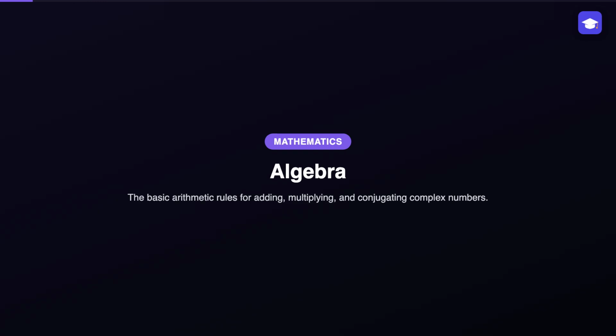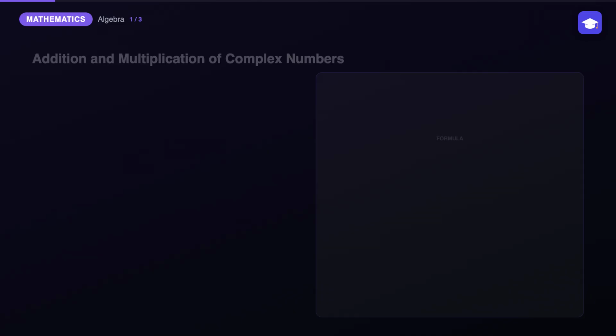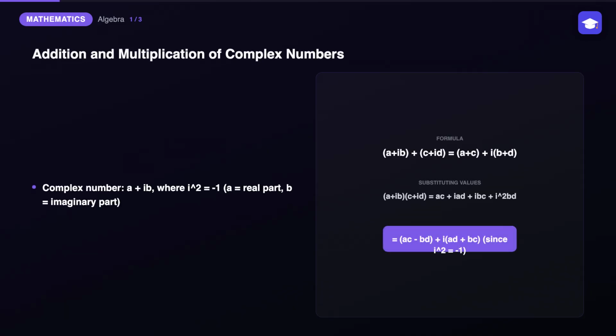Today's topic is the algebra of complex numbers: addition, multiplication, and conjugation, the essential foundation the entire complex numbers chapter builds on. Let's begin. A complex number is written as a plus ib, where a is the real part, b is the imaginary part, and i is defined by the specific property that i squared equals -1.